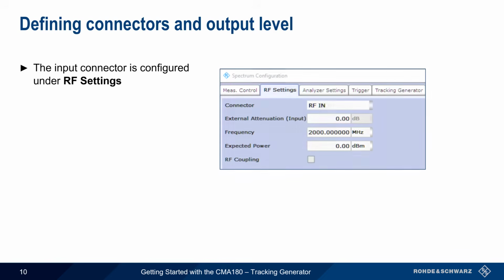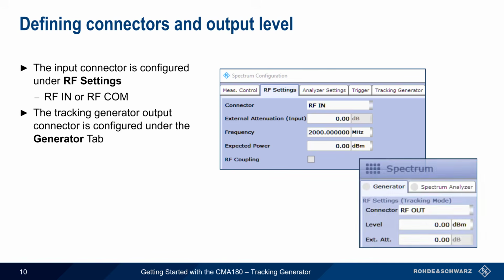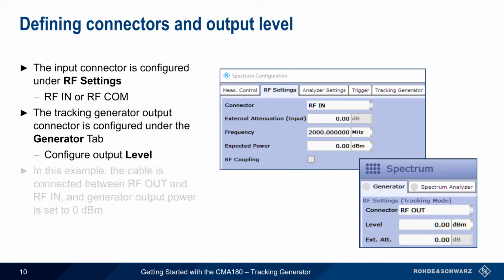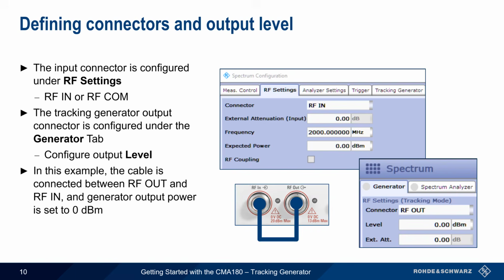The input connector is specified under the RF Settings tab. This can be set to either RF in or RF COM. The connector used for the tracking generator output is specified under the Generator tab. The tracking generator output level is also configured here. In our example, we'll connect the cable under test between RF in and RF out on the front of the CMA, and we'll set the generator output power to 0 dBm.